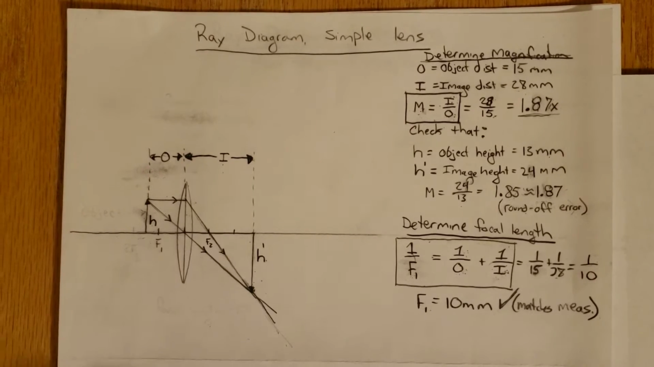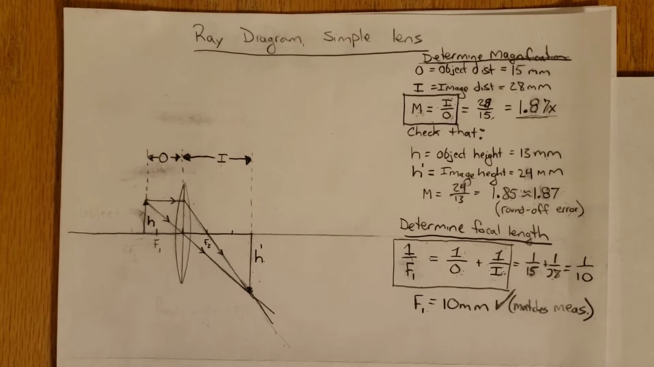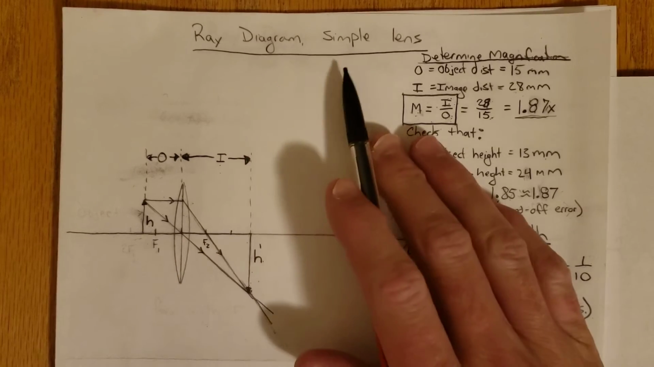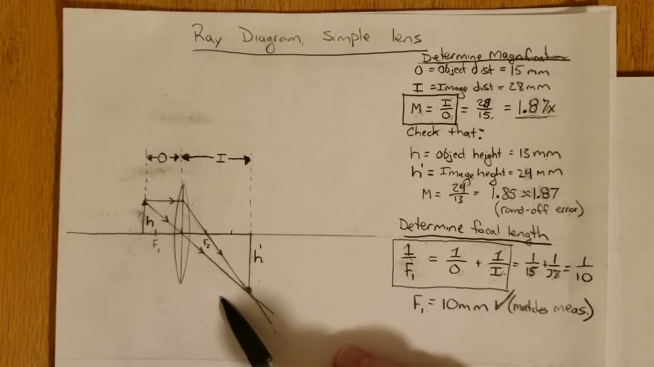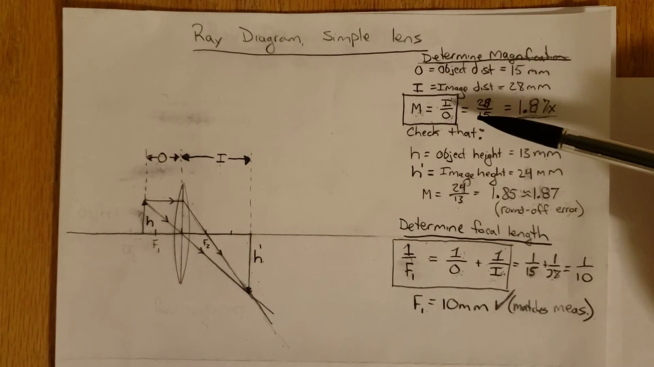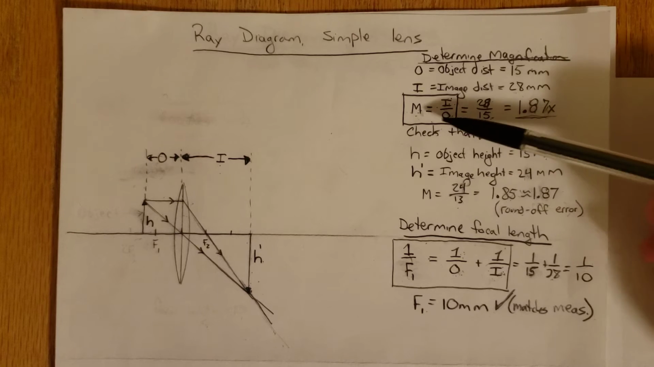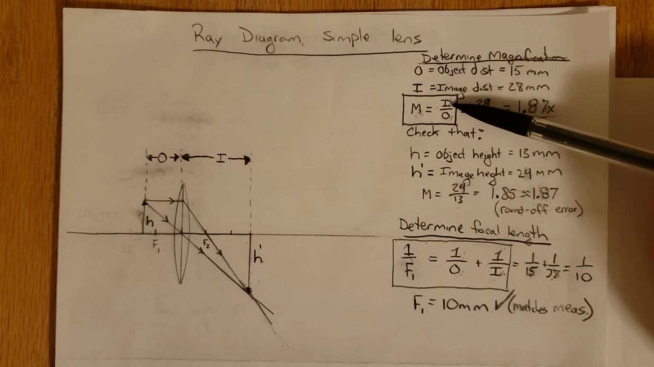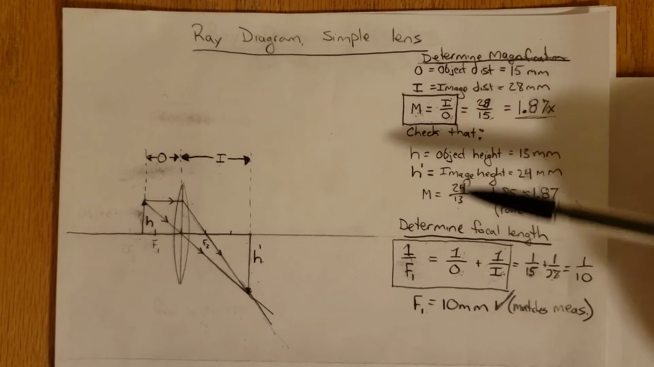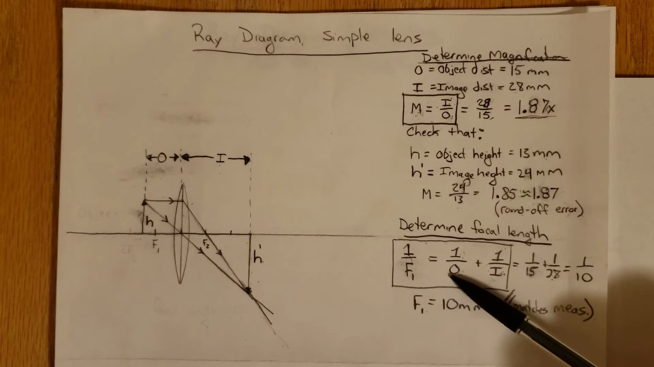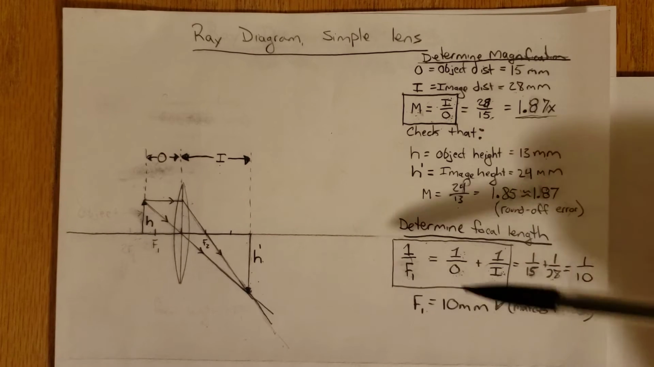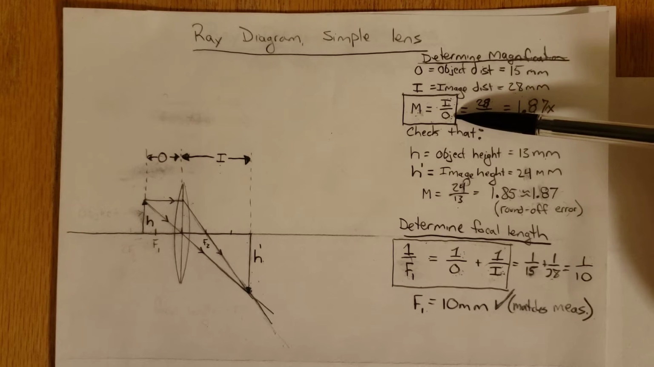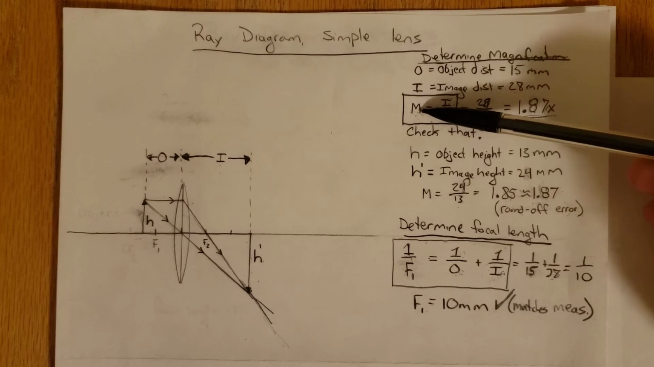Hi, I'm Mitch, and this is the second video in a series on magnification using a simple lens setup. In the previous video, we developed this ray diagram and associated it with these two lens equations, showing that magnification is just image distance over object distance, and then relating focal length, object distance, and image distance with the lens equation.